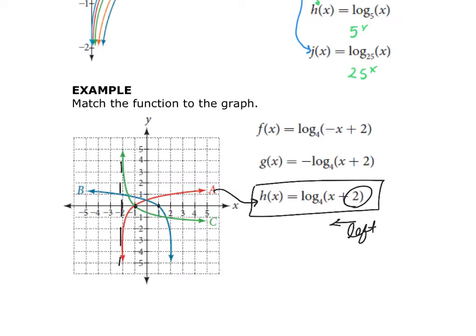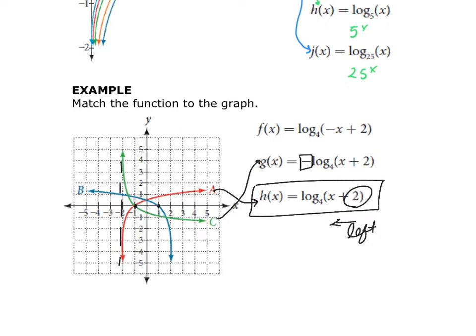The next easiest one is the fact that I have a negative in front of the log. That tells me I have a reflection, and it's going to be moved over too. So that's that one. So C and G of x come together.